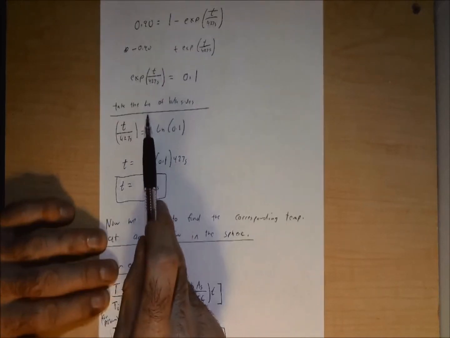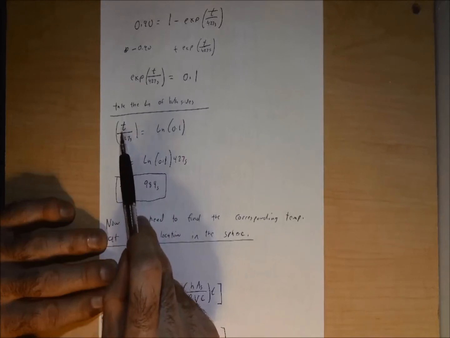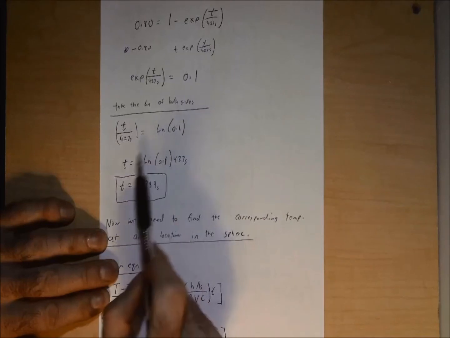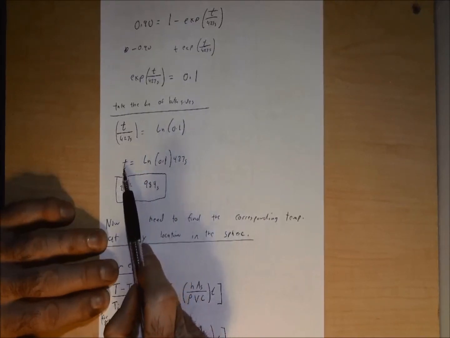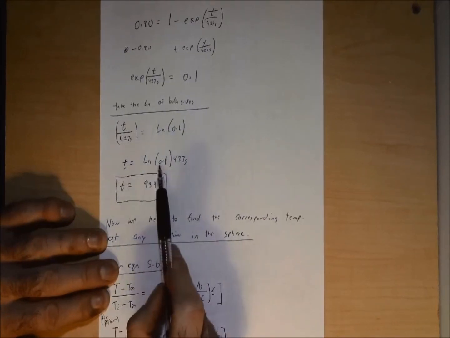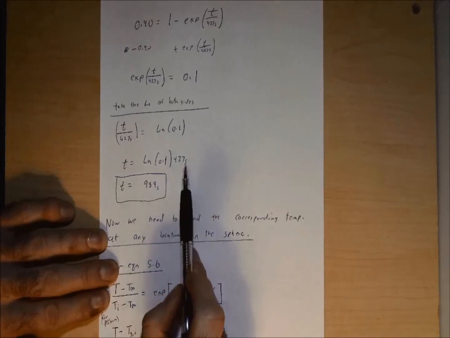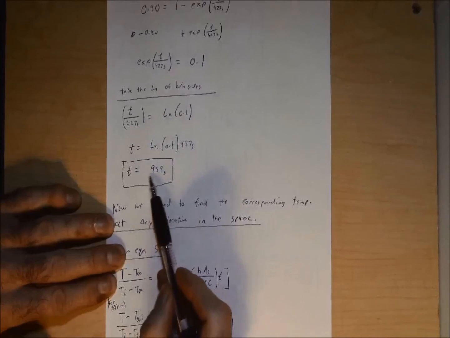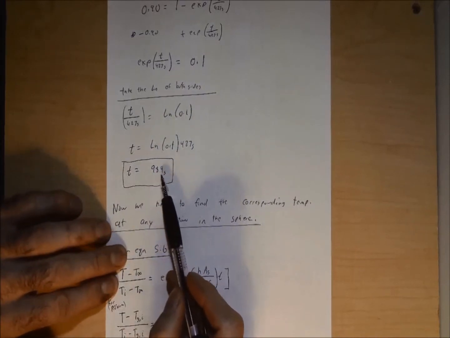Then we can take the natural log of both sides, and when we do that, we end up with this relationship here that t over 427 seconds equals the natural log of 0.1. We can rearrange this and solve now for our time. So time is equal to the natural log of 0.1 times 427 seconds. We can plug this in and come out with the fact that our time is now equal to 984 seconds.